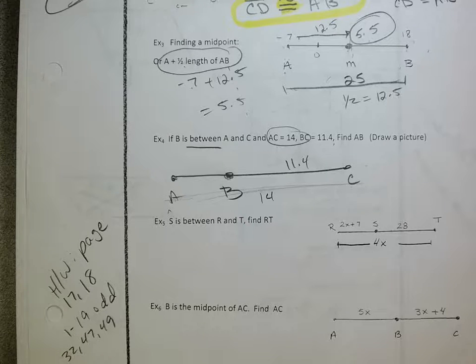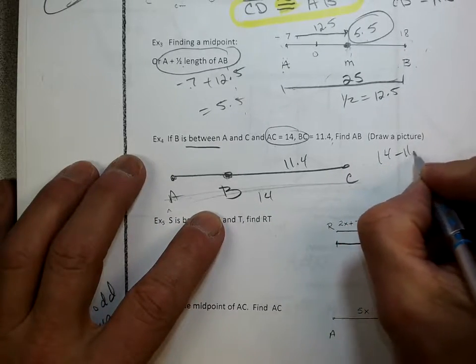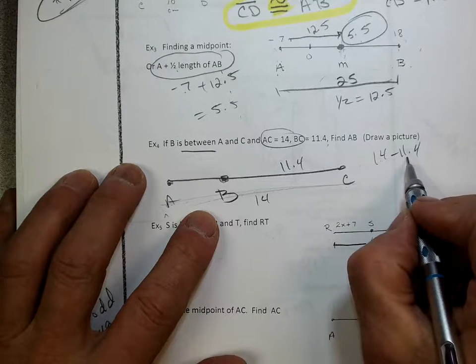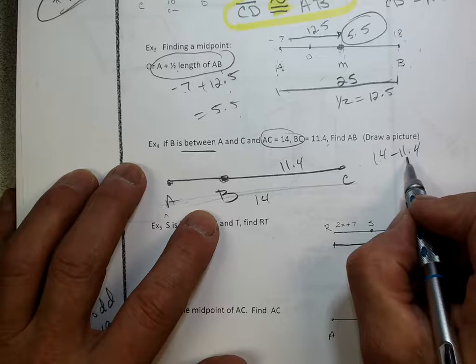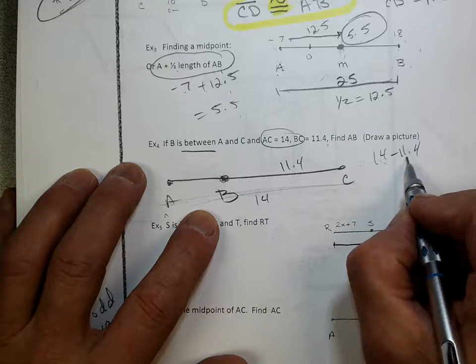So again, I have to emphasize, if you draw a picture, isn't it easy? If you draw a picture, it's so easy. So let's just go 14 minus 11.4. What is that value? What's 14 minus 11.4? 3.4, or is it 2.4? Because I got to borrow, I think.